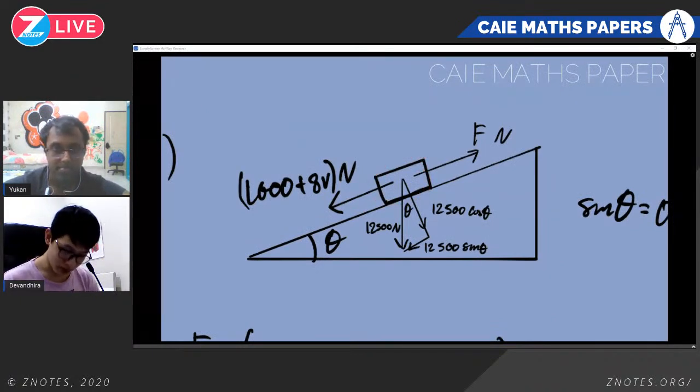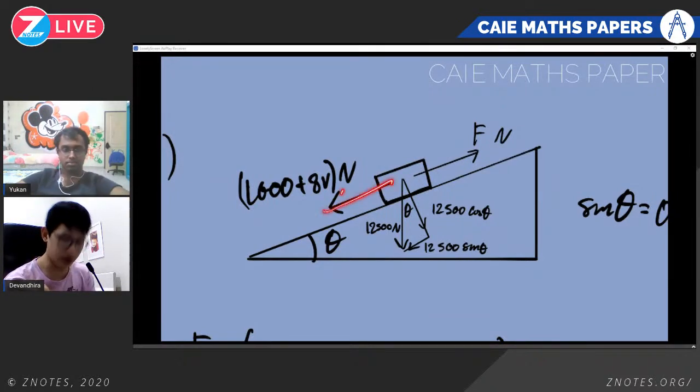And it says that there's a resisting force of 1000 plus 8V Newton. That's why there's the force right here. And don't forget about its mass also. Its mass was 1250. In terms of forces, you just have to multiply by 10. So it's 12,500 Newton. Correct? And there's a downward force also here.